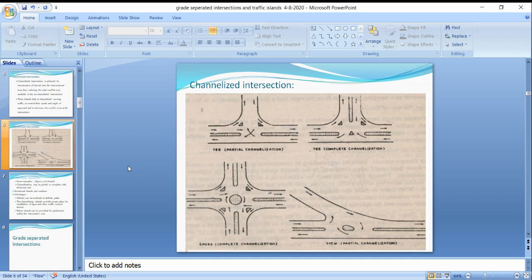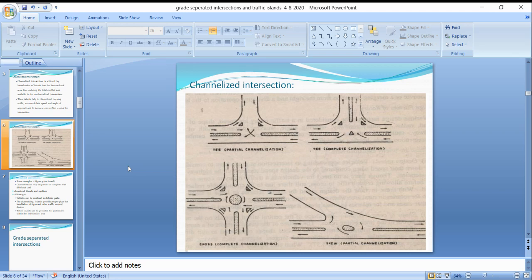Next comes the square junction. You can see complete channelization where the complete island is there in between. So the right vehicle is going to the right side and the left vehicle is going to the left side. They are completely divided. Here you can also see a skew junction, partially channelized. Here also the vehicle which wants to turn has to stop there, and after getting the signal, it has to take the turn.